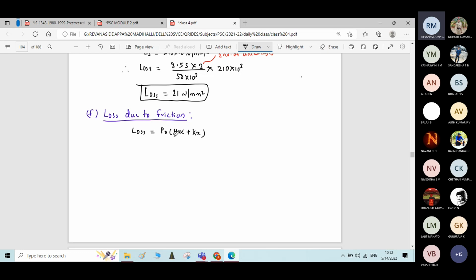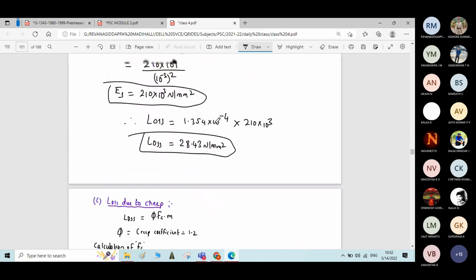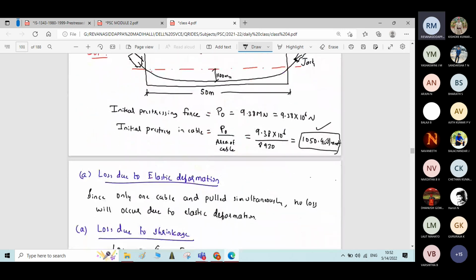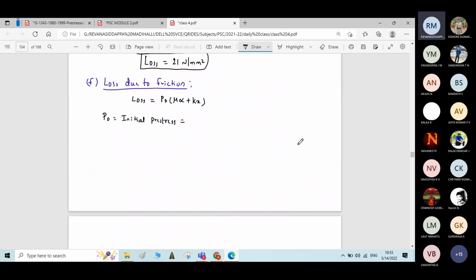Now P naught is nothing but the initial pre-stress, which we have already calculated at the beginning. How much is it? It is 1050.4 Newton per mm square initial pre-stress.